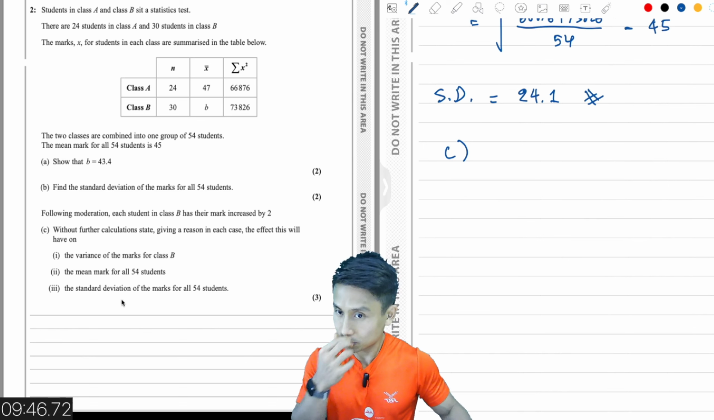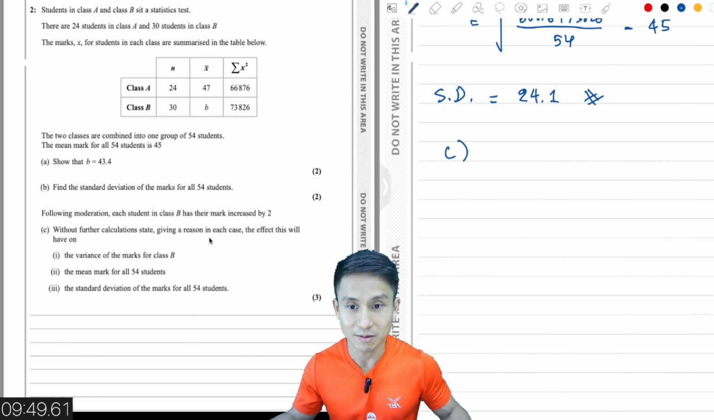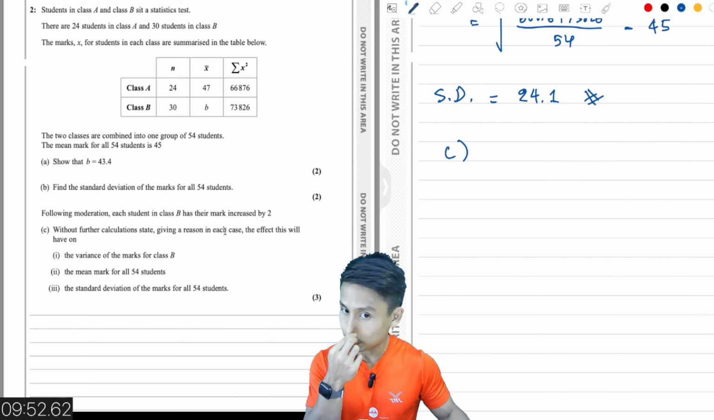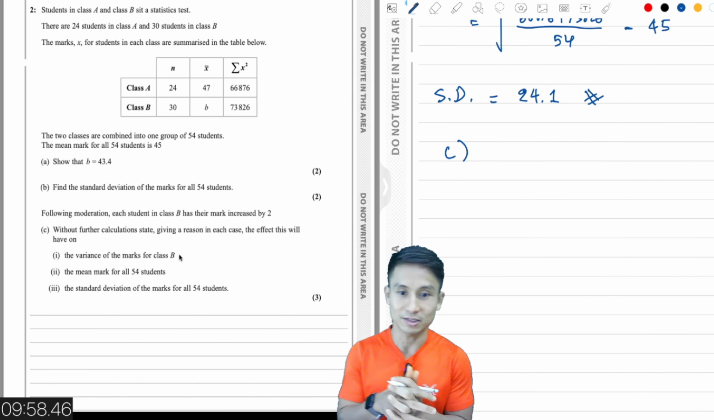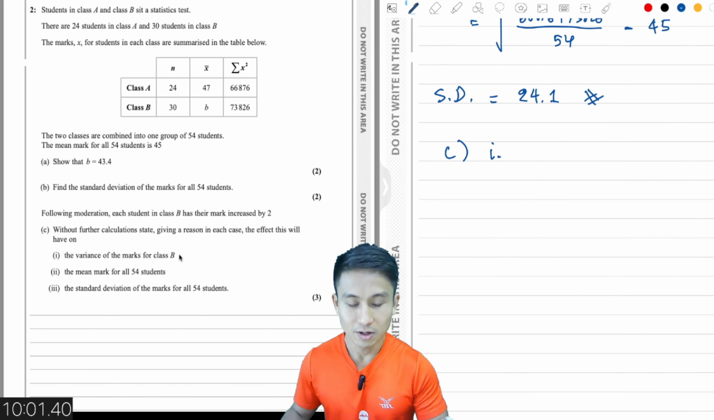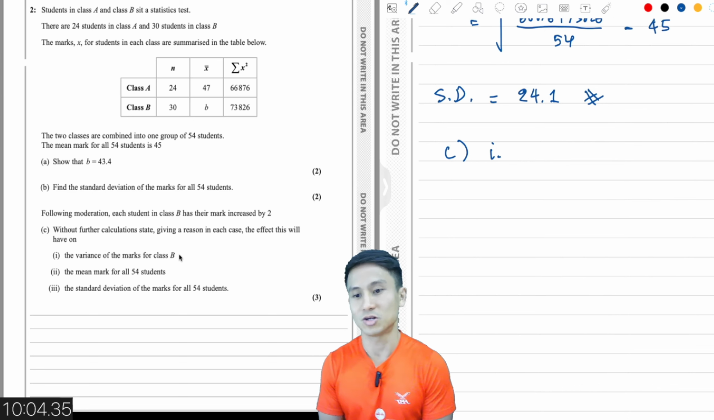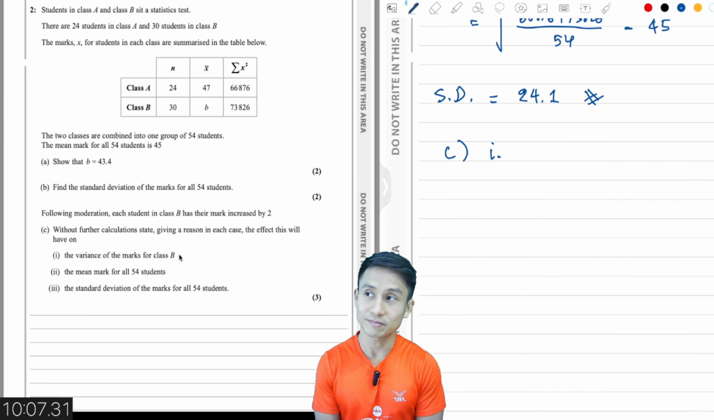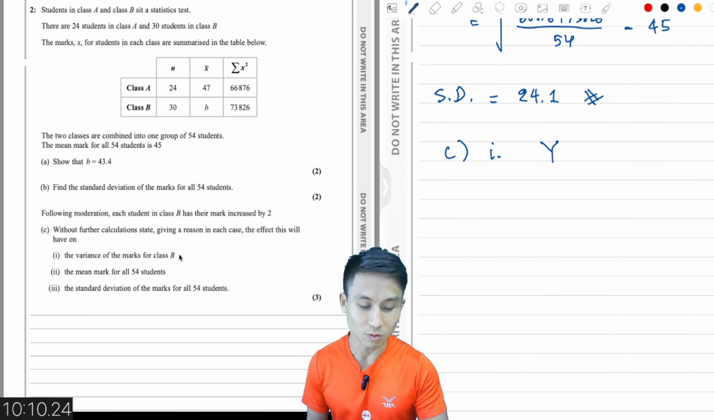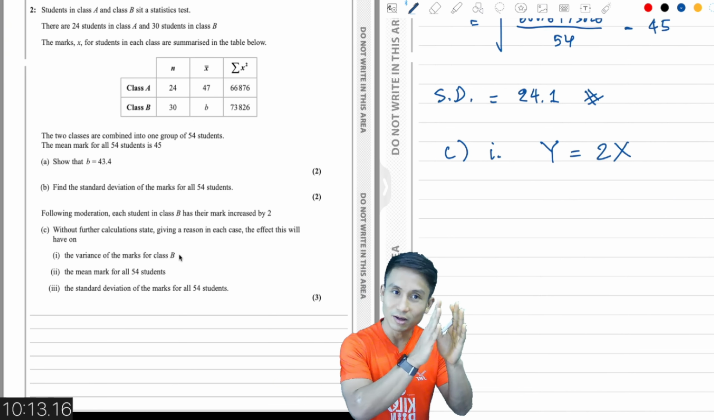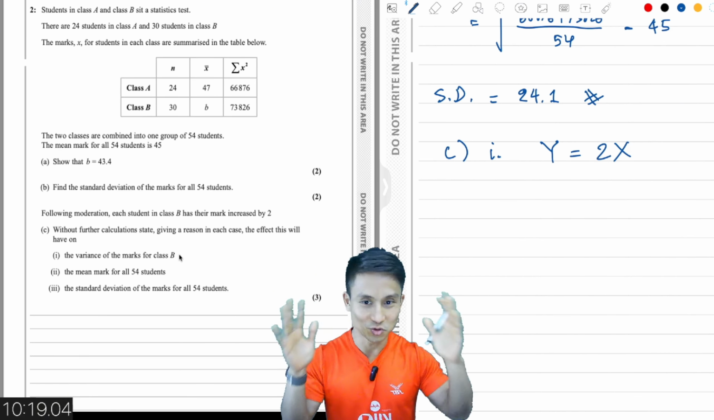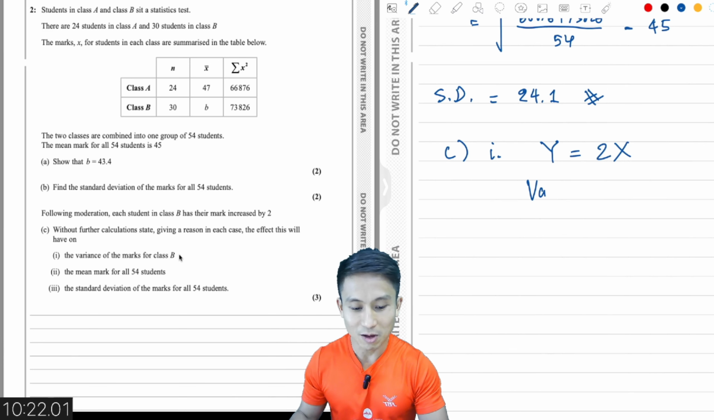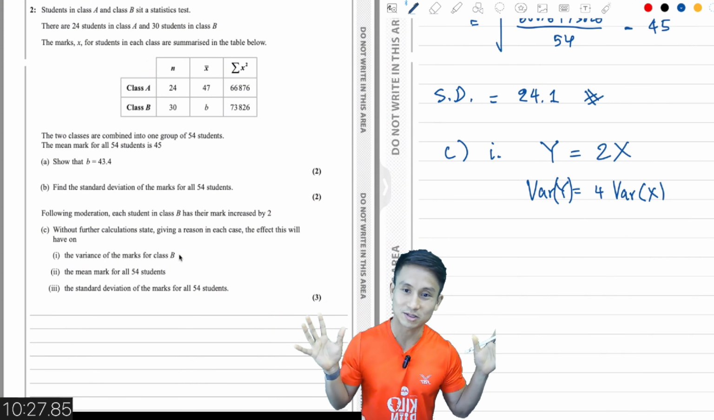Following moderation, each student in class B has their mark increased by 2. Without further calculation, state giving a reason in each case, the effects this will have on the variance. Well, if you double all the data by 2, of course, variance will be greater. This is like coding. Okay, so y is 2x, right? Let's say you have a variable x representing the student in class B, and then y is just 2 times that. So that means var y would be 4 times var x, right? I'm not calculating anything. I'm just showing you how it works.